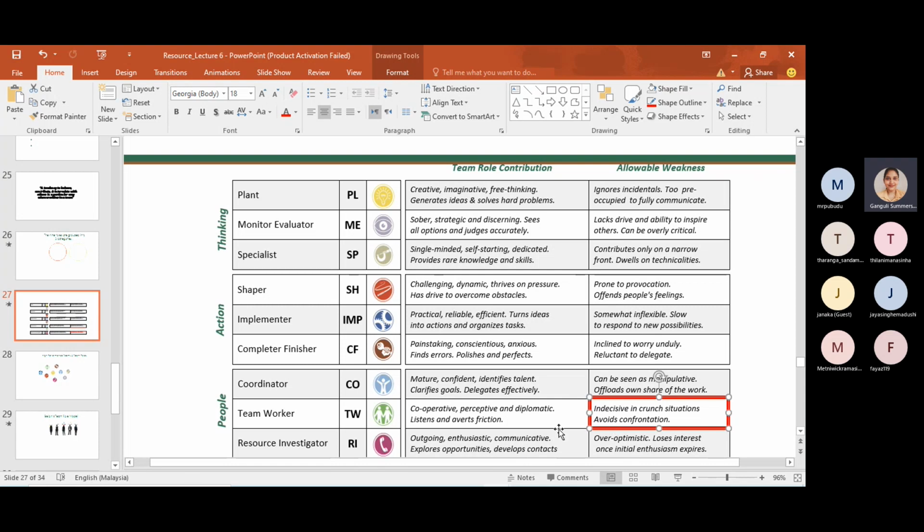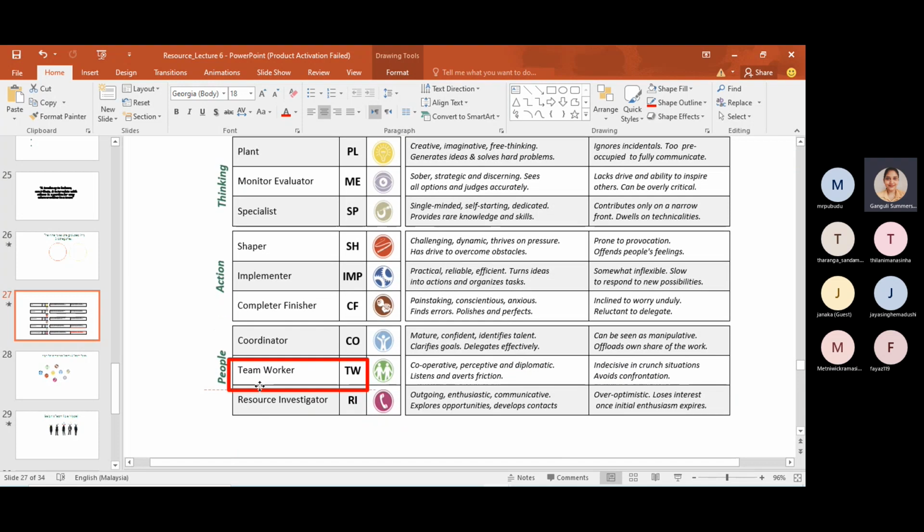Okay, so this is a weakness that can be faced by the team worker: being indecisive at certain times. And the resource investigator is a person who is very outgoing, enthusiastic, communicative, and always explores more opportunities and develops contacts with other people. The weakness of this person is that he or she can lose interest once initial enthusiasm expires.